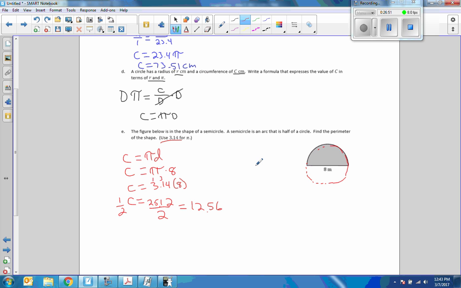12.56 meters. Now that is from here to here. And I need to add 8 meters for the diameter to that circumference portion. And I get a final answer of 20.56 meters. And that is my perimeter.